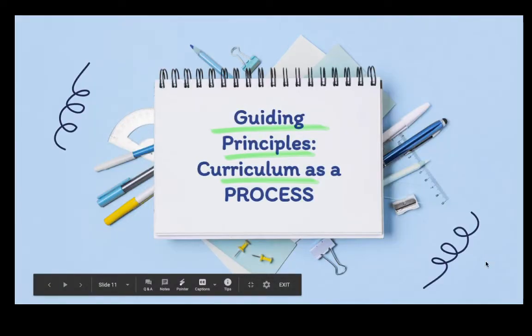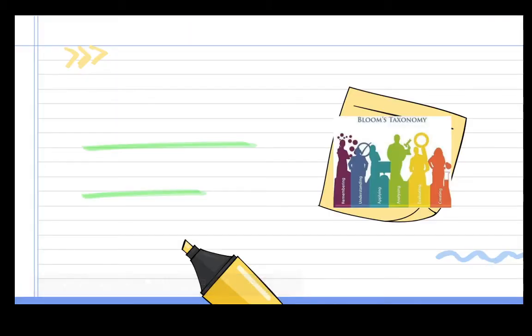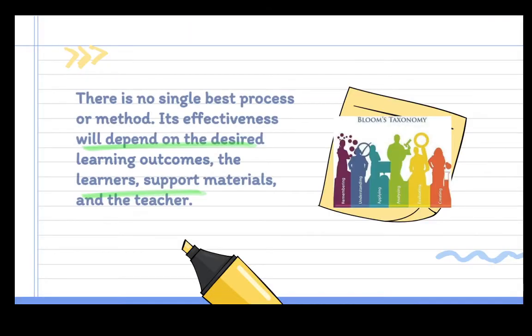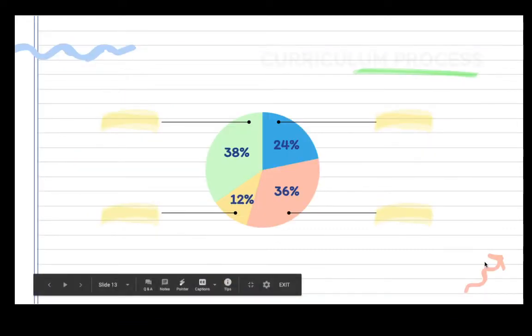Guiding principles, curriculum as a process. There is no single best process or method. Its effectiveness will depend on the desired learning outcomes, the learners, support materials, and the teachers. These are the factors that we need to consider when it comes to the process and method.